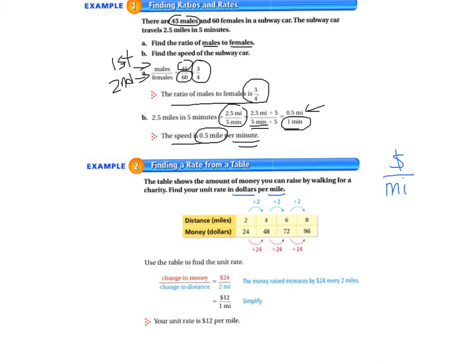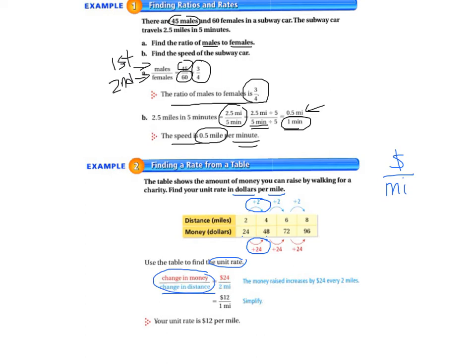So let's look at our chart. We have miles and we have dollars. So every time we walk 2 miles, we earn $24. That's what our chart is telling us, because we walked 2 miles and we got $24, and we walked 4 miles and we got $48, and so on. So now we need to figure out the unit rate. So the change in money over the change in distance is how we figure out our unit rate.